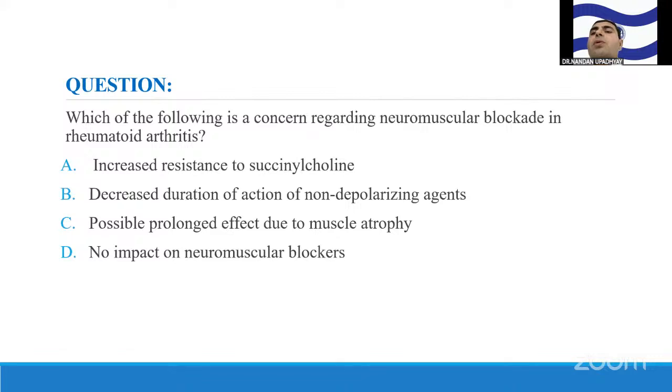Which of the following is the concern regarding neuromuscular blockade in rheumatoid arthritis? Increased resistance to succinylcholine, decreased duration of action of non-depolarizing agents, possible prolonged effect due to muscle atrophy, or no impact on neuromuscular blockers.